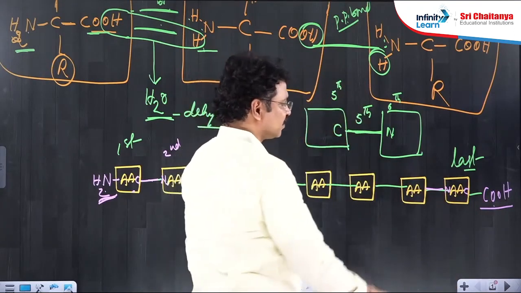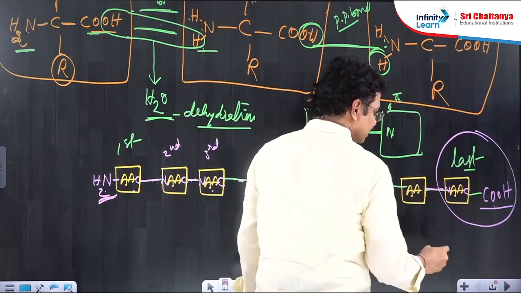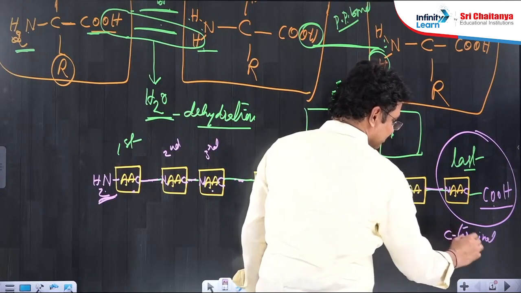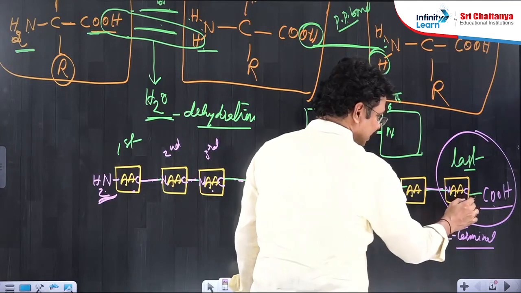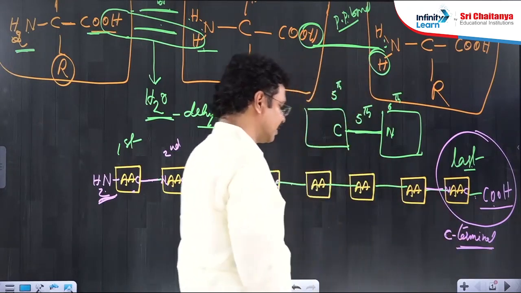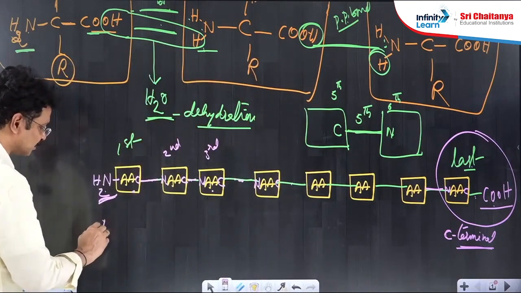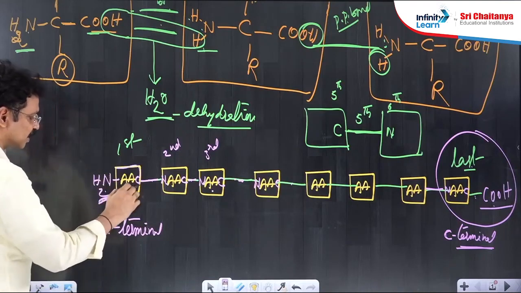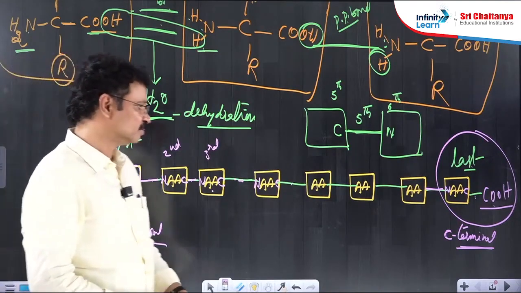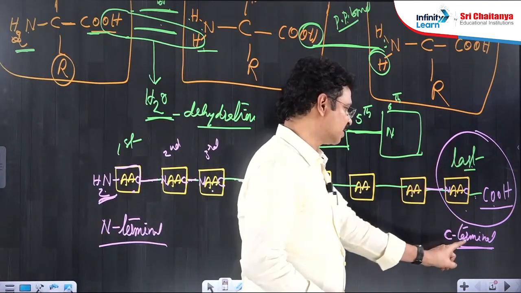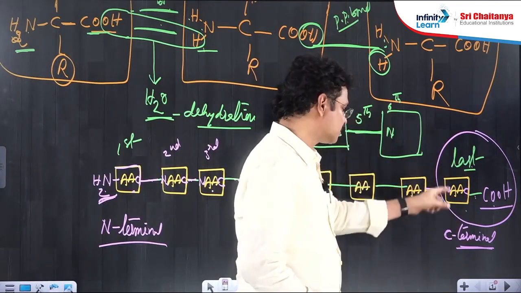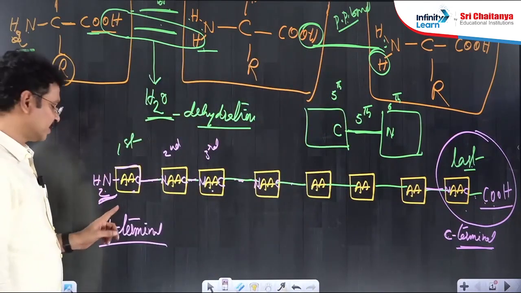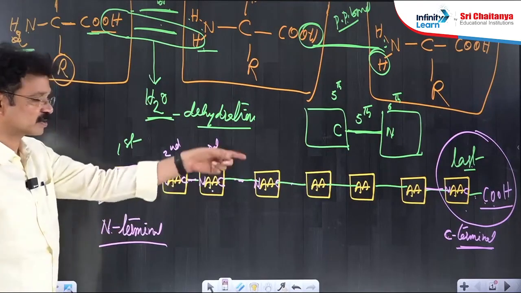Hence, another name of this last amino acid is C-terminal or C-amino acid. C-terminal. Terminal means end, last. And this end of the chain is the C-terminal end. The first end of the chain is the N-terminal. Another name of the first amino acid is N-terminal amino acid. The last amino acid of the chain is the C-terminal amino acid. Why is this amino acid called the C-terminal? Because the carboxyl group is free. Whereas here the amino group is free. Hence it is N for amino, C for carboxyl group.